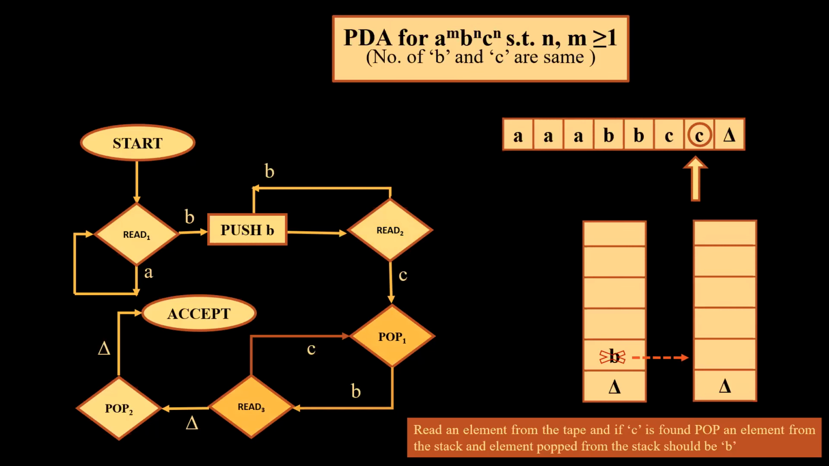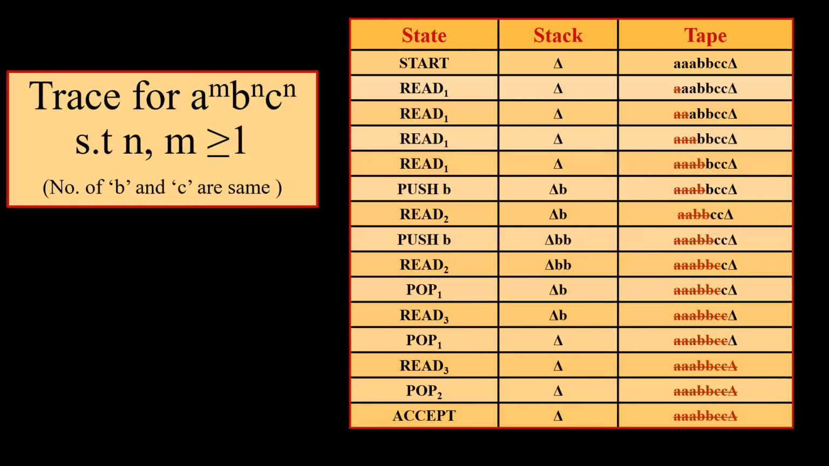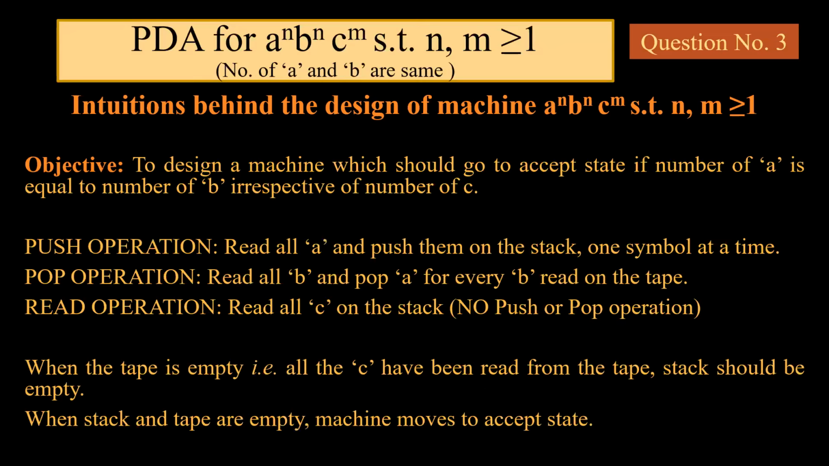Stack is empty. Now, when the next read is performed, the tape should also be empty since the stack is empty. The next symbol on the tape is delta. In read 3, when we come to delta, we perform a pop operation. Stack is empty, read delta, pop delta, etc. And this is the trace for A^M B^N C^M.